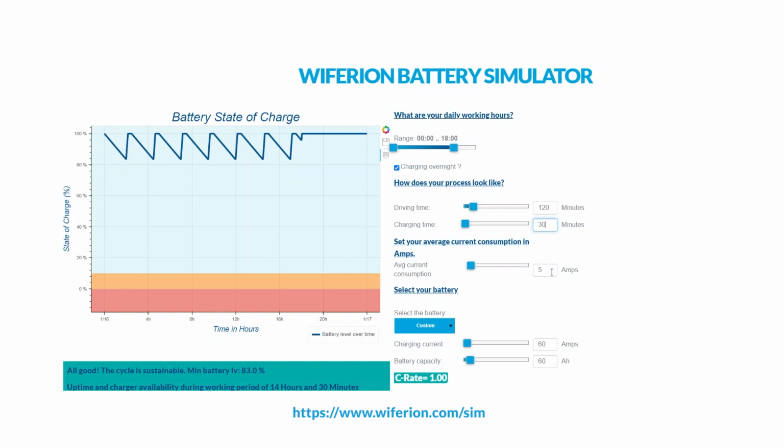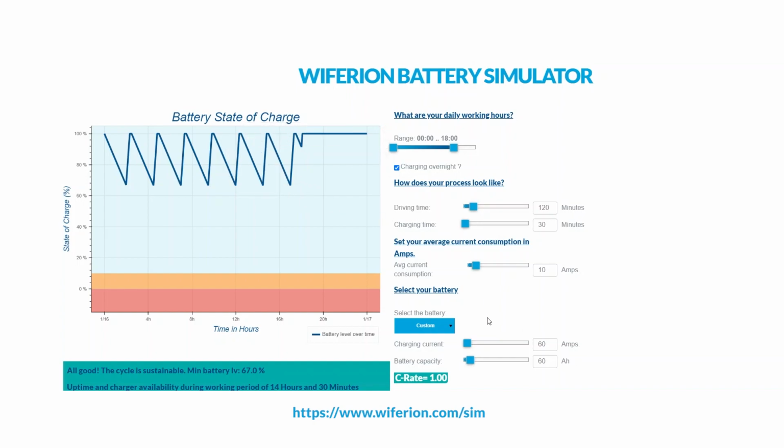Next, we set the average current consumption of our AGV. So for example, 10 amps continuous. And bear in mind, this is the average power consumption, not the peak consumption, the average consumption. And we see here our process would be self-sustainable. So we would discharge during the loop, we would charge during our charge break.